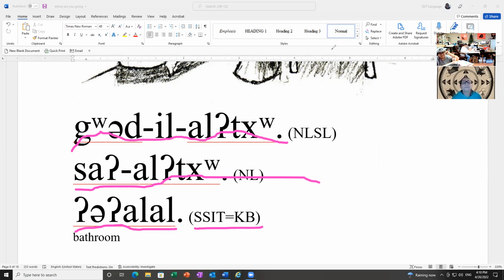One they like saying it's a little house. The other one is a bad house, and the other one is a sitting house. But either way, it all refers to using the restroom.